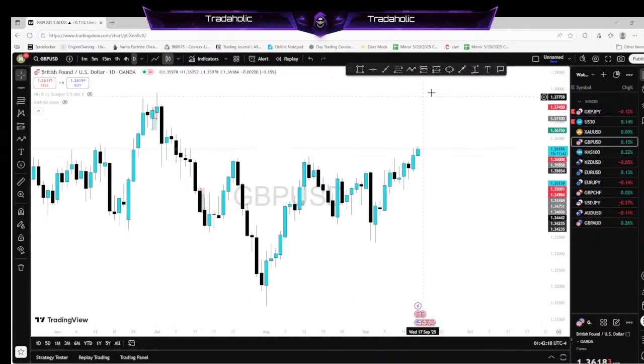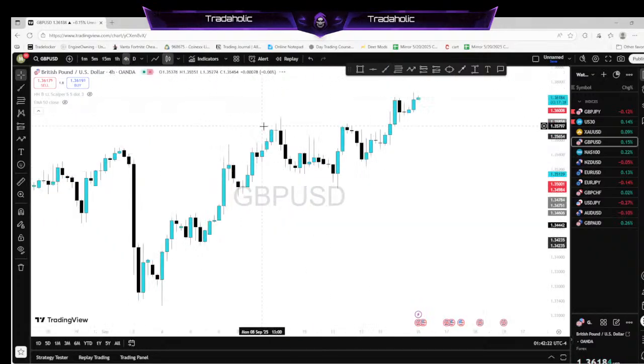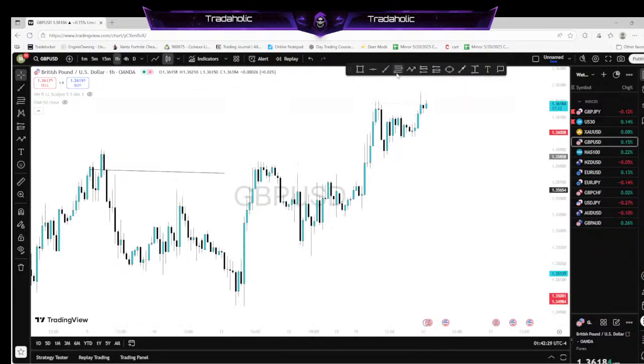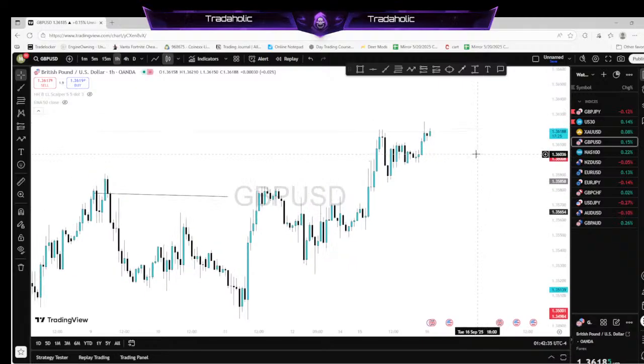GBP USD, we're overall bullish on a daily time frame. We're taking out these highs above here. Look at the 4-hour time frame, we're bullish as well. Again, we're taking out these highs up here, making new highs. 1 hour time frame, bullish as well. All right, so I want to buy rather than sell because most of our time frames are telling us to buy. It makes more sense to buy.